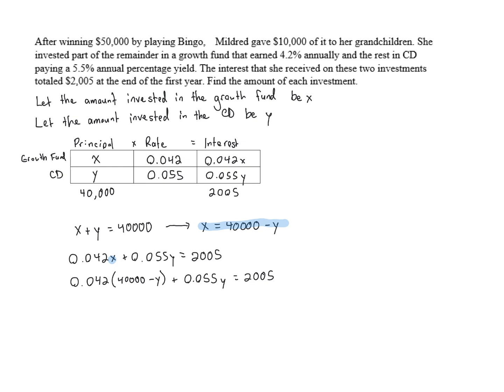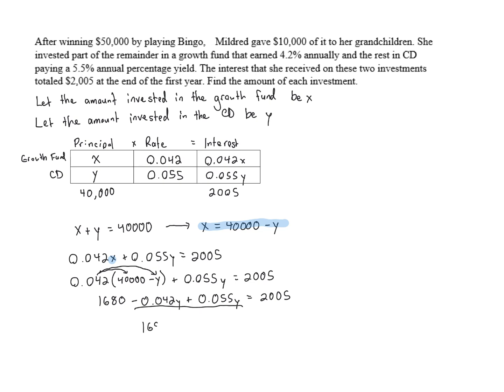What's the next step here? If we want to get y on its own, we're going to have to get rid of the parentheses, and we're going to do that by distributing the 0.042 into both of those terms. 0.042 times 40,000 is 1,680. We can get that easily from a calculator. Minus 0.042y plus 0.055y equals 2005.